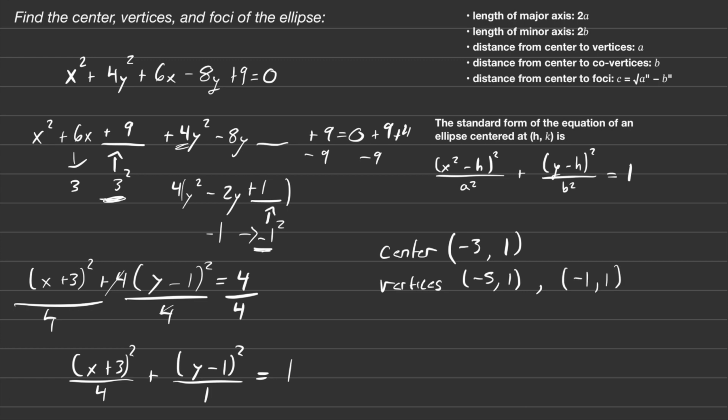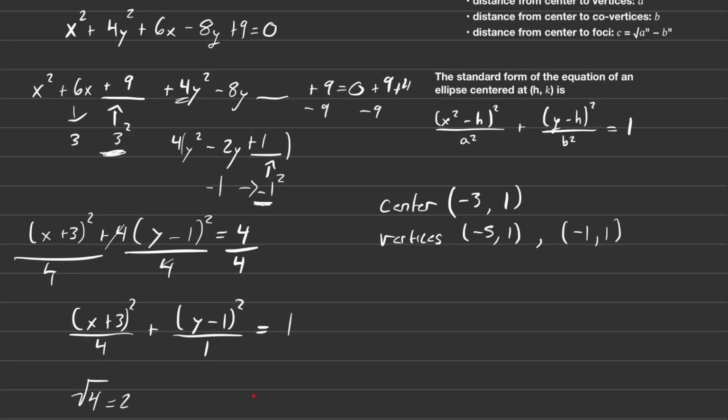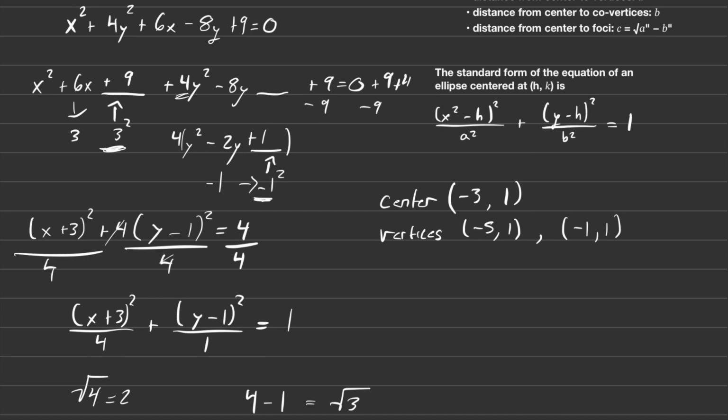Now, to find the foci, we take a squared minus b squared, and that will give us the distance of the center to the foci. Here, we just take a squared, which is already 4, minus b squared, which is 1, and we square root that, so we'll have root 3. And now we just add and subtract root 3 to get our foci.